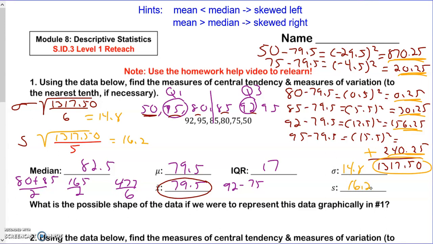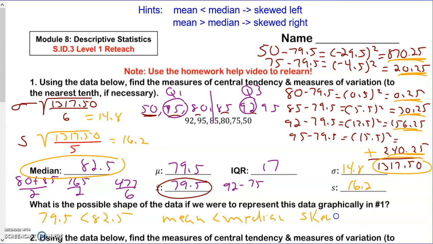Now, what is the possible shape of the data if we were to represent this data graphically? Well, keep in mind what I just said. I'm looking at the mean and the median. So I got 79.5 is less than 82.5. That's telling me the mean is less than the median. Therefore, it's skewed left. So let's take a look at the next one.